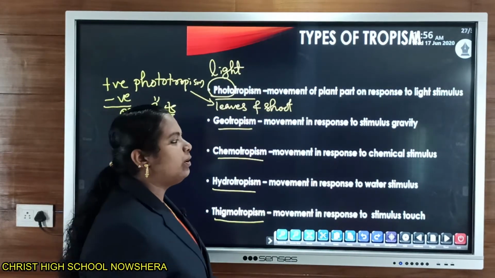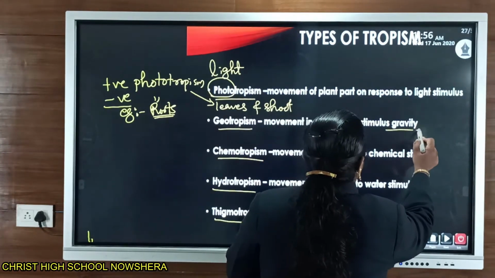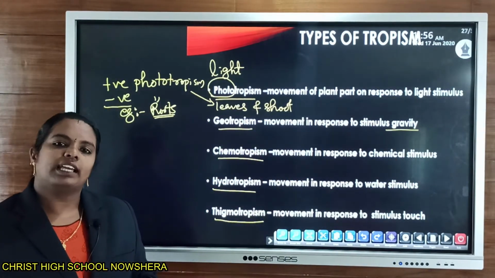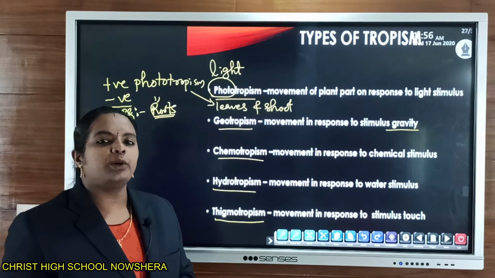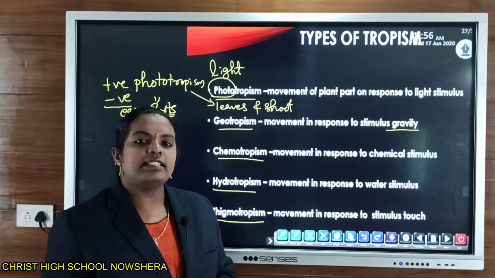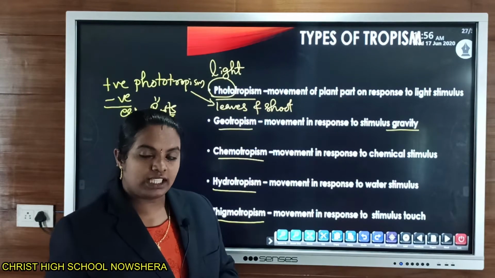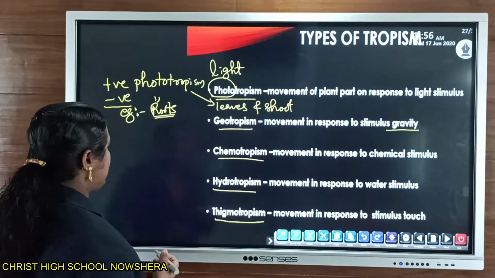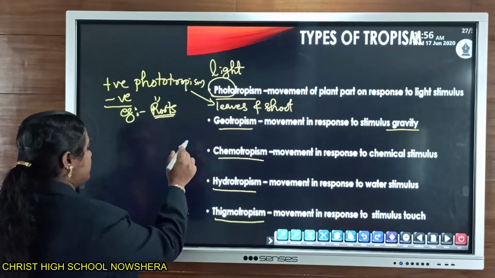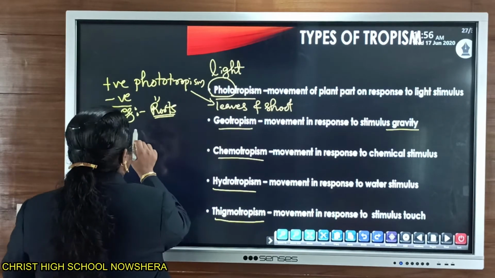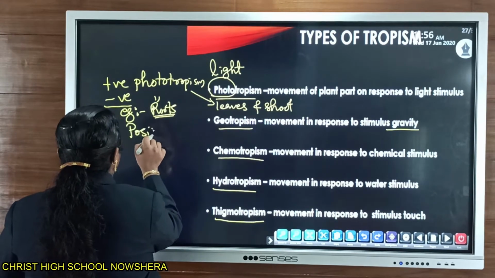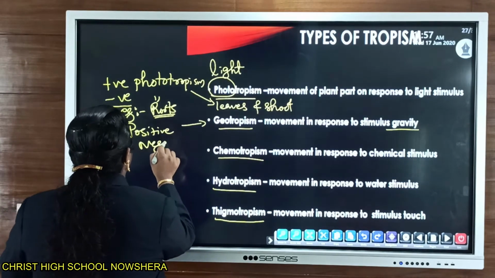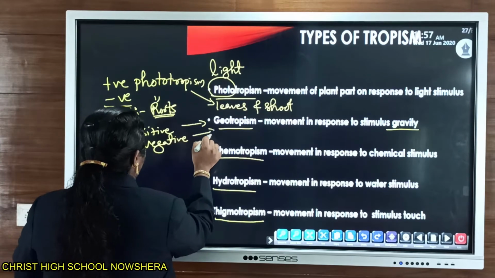Then the second type of movement is geotropism. Here the stimulus is gravity. Geotropism means the movement of a plant part in response to gravity. This also has two types: positive geotropism as well as negative geotropism.